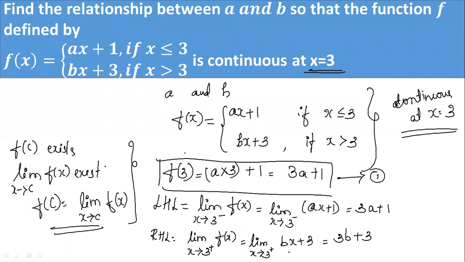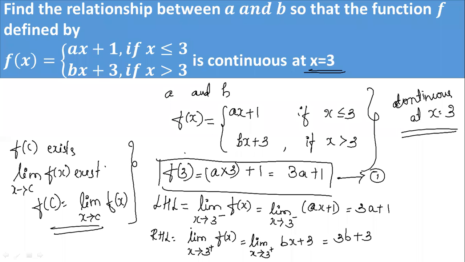What next? What should I do, or what do I have so that I can use these things? What next, students? What should be done next? Yes, good, Nithya Lakshmi. We have to write LHL is equal to RHL. Why LHL is equal to RHL? Nithya Lakshmi is saying that now we can use LHL is equal to RHL. Why can we use that?